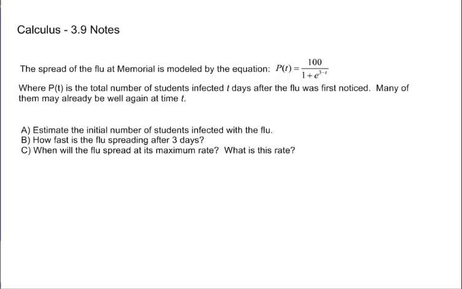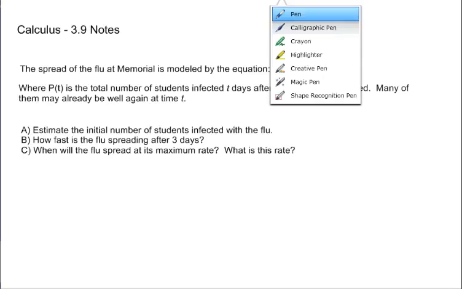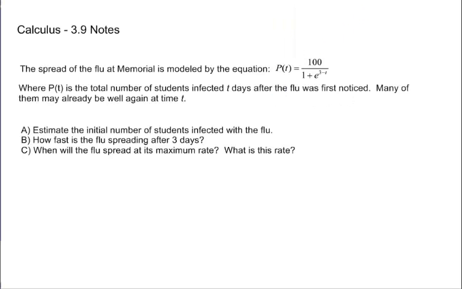Okay, so we're going to check out how the flu spread at Memorial, and we've got an equation for this. P of t equals 100 over 1 plus e to the 3 minus t power. So we want to estimate the initial number of students infected with the flu. Basically what this means is we want to know what's going on at that very first start day. So when t equals 0, that's when we can figure out how many kids were initially caught with the flu.